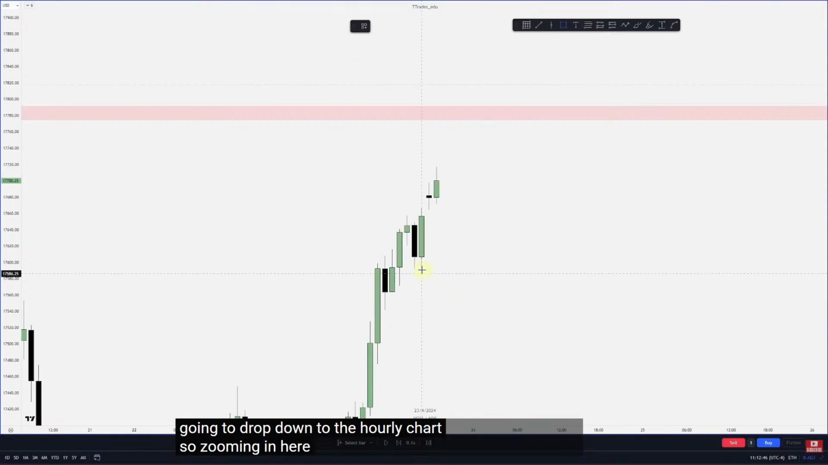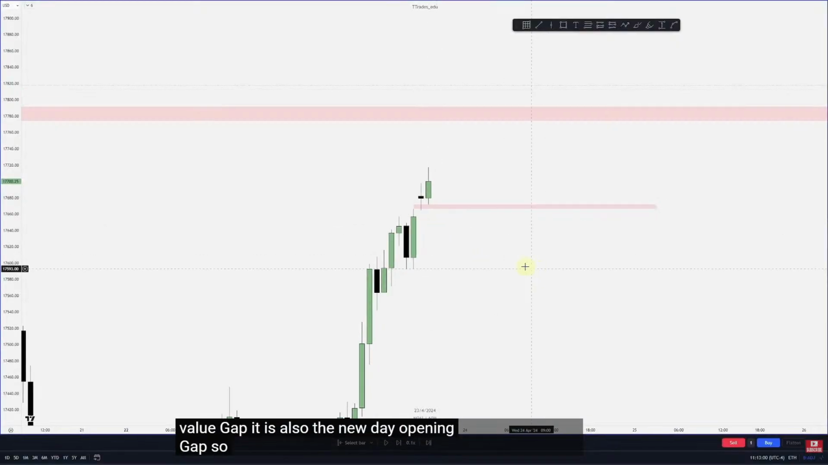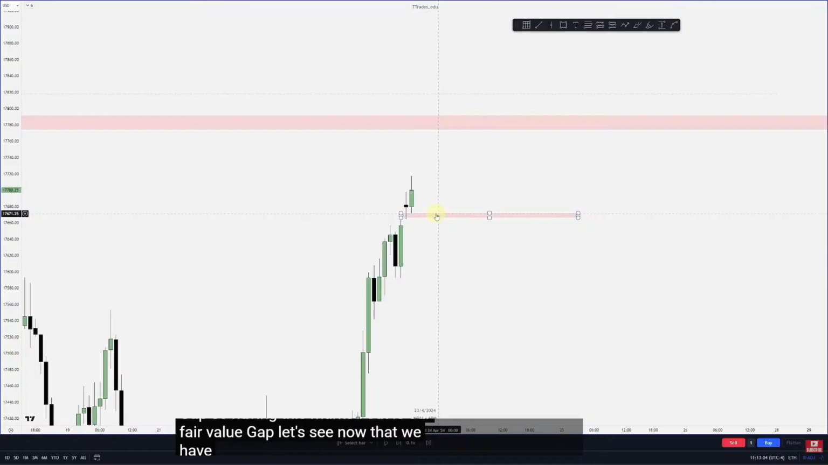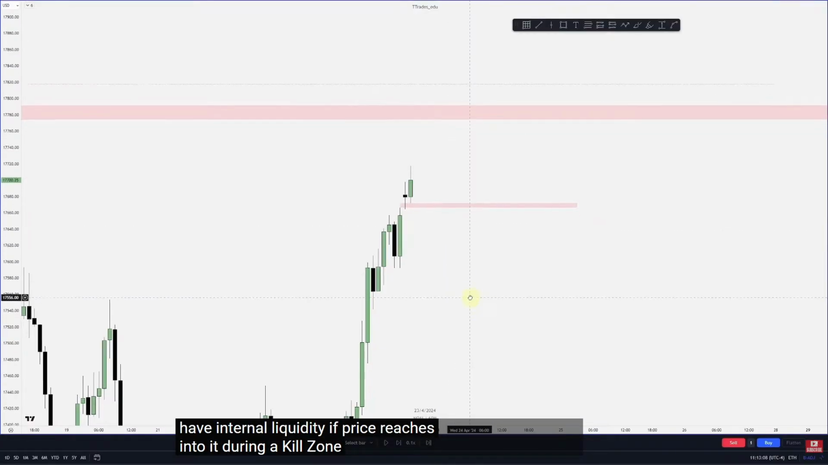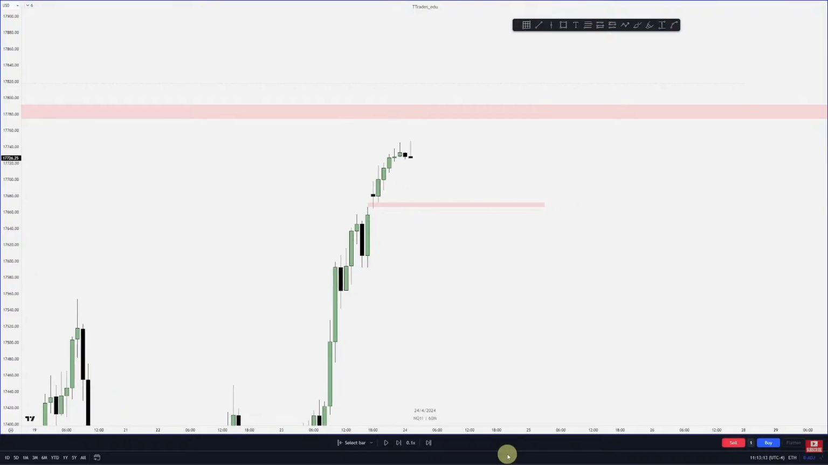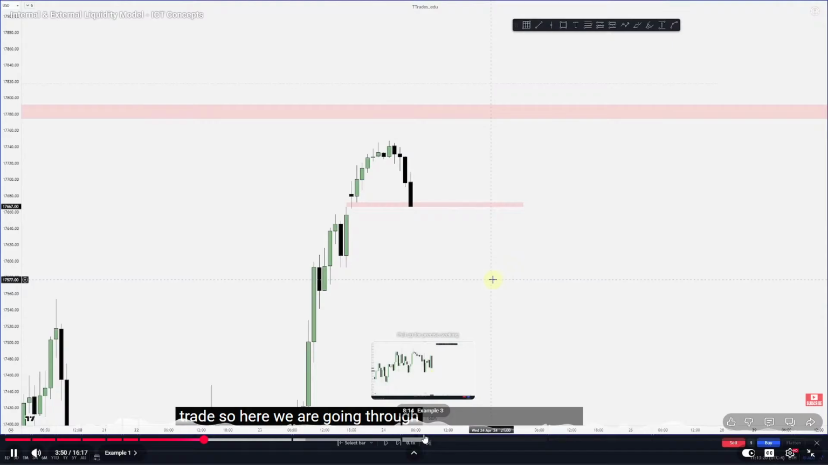So zooming in here, you can see here we have a candle where this wick does not overlap with this wick, so it is a fair value gap. It is also the noon day opening gap. So having this marked out as our fair value gap, let's see, now that we have internal liquidity, if price reaches into it during a kill zone, can we frame a trade? So here we are going through London.